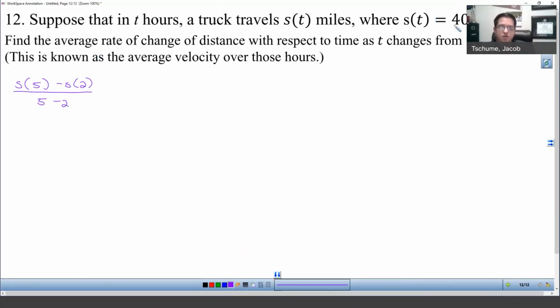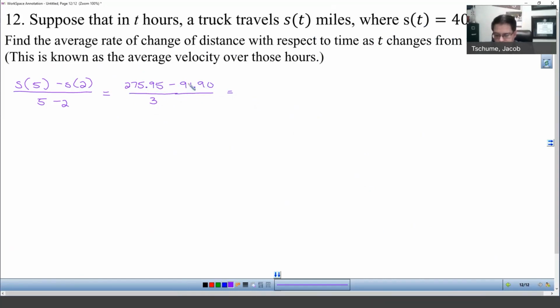I'm going to plug the 5 into the original problem. I'm going to plug the 2 into the original problem and subtract those and then divide it by 5 minus 2. Now, without a calculator, I know that 5 minus 2 is 3. I'm going to use a calculator to plug these two numbers into the original problem. So if I do 40 times 5 raised to the 1.2, I should get 275.95. Right? For plugging 2 in, if I do 40 times 2 raised to the 1.2, you should get 91.90.